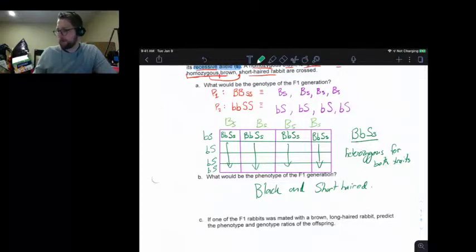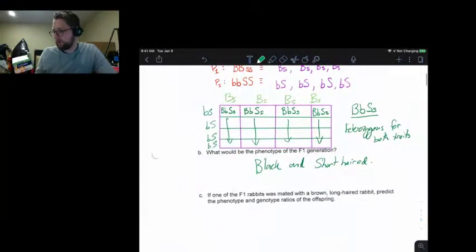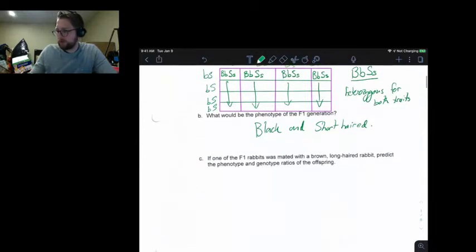If one of the F1 rabbits was mated with a brown long-haired rabbit, predict the genotypes and phenotype ratio. So we now have our F1 generation, which looks like this. That's going to be parent 1. And our parent 2 is going to be a brown long-haired rabbit. Those are both recessive traits, so that means that they must be in this type.